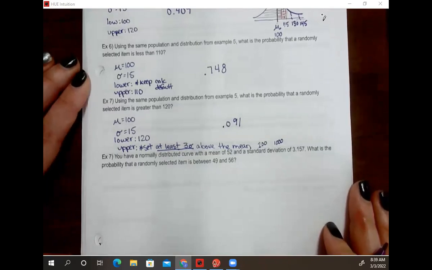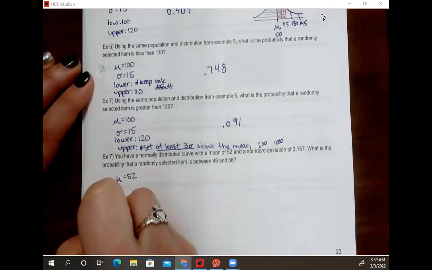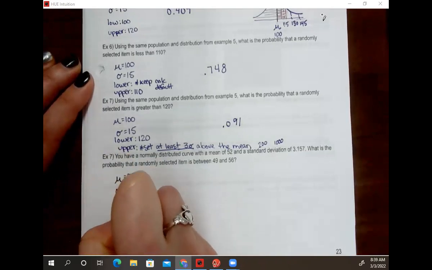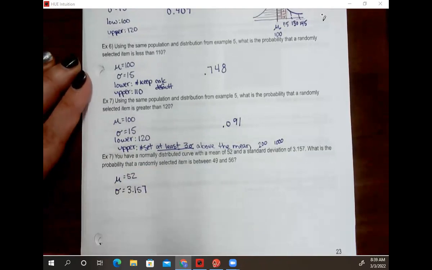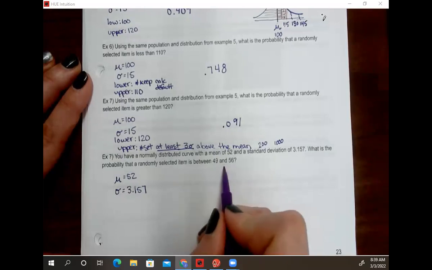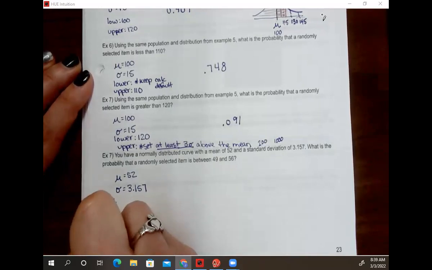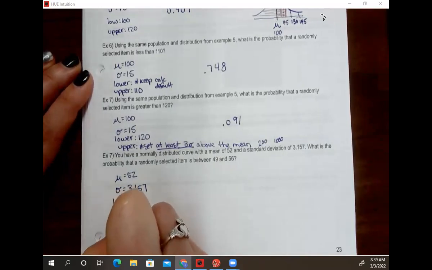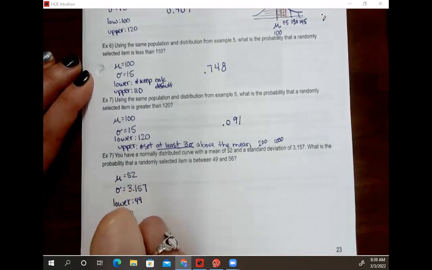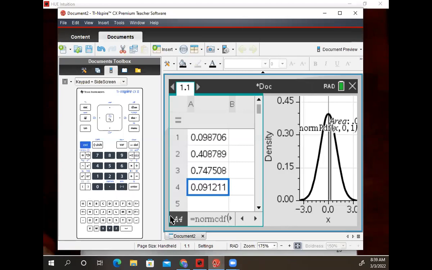Example 7, you have a normally distributed curve with a mean of 52 and a standard deviation of 3.157. What is the probability that a randomly selected item is between 49 and 56? Now you'll notice on this one, based on our mean and our standard deviation, neither of these numbers should fall right on any standard deviation lines. That's okay. My lower bound is 49. My upper bound is 56. That's the nice thing about the calculator, is that it can figure this out for me, even though we're not on any nice standard deviation lines for this problem.